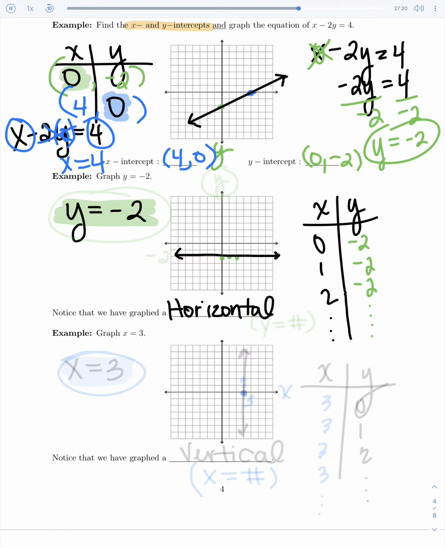So horizontal lines are always going to look like this. They'll have y equals just some number. And because they just have a y value, notice the only axis that they actually hit is here. At -2, you only hit the y-axis. Notice you never even get anywhere close to the x-axis.